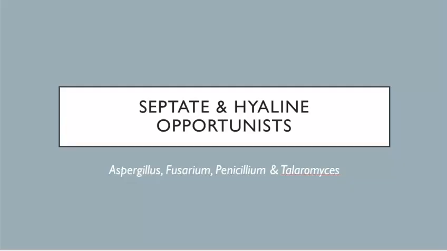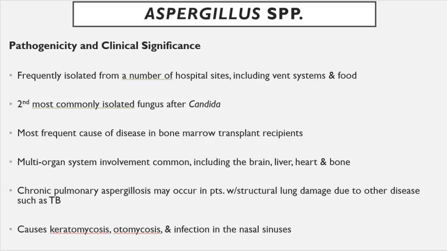Now we need to cover some species of fungi that are septate and also hyaline, and these are also opportunistic fungi. The first species up is Aspergillus. As far as clinically significant, these are frequently isolated from a number of hospital sites, including vent systems and food. It's the second most isolated fungus after Candida. It's the most frequent cause of disease in bone marrow transplant recipients. It causes multi-organ involvement, including the brain, liver, heart, and bone.